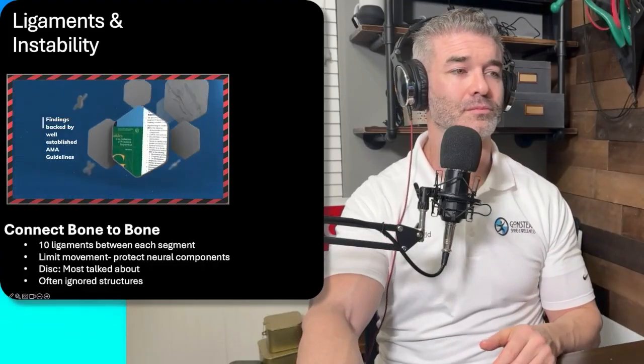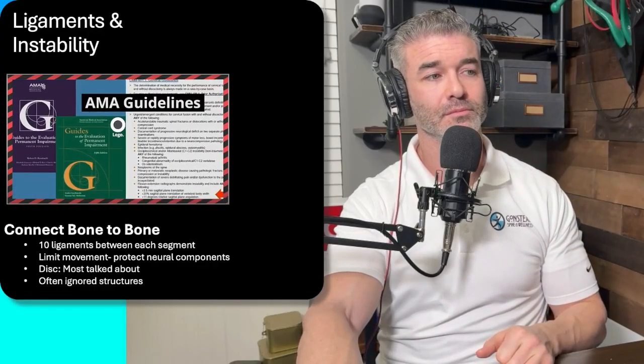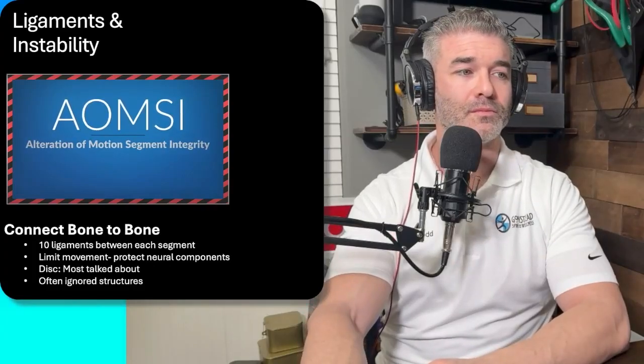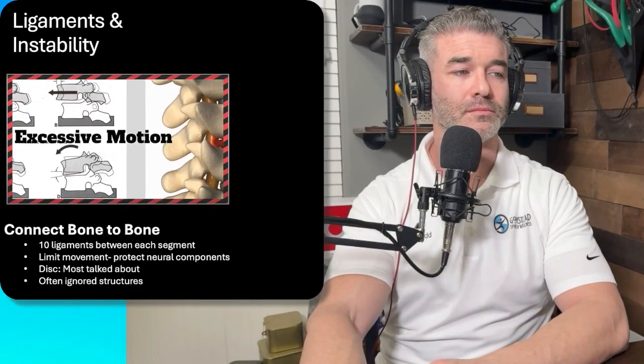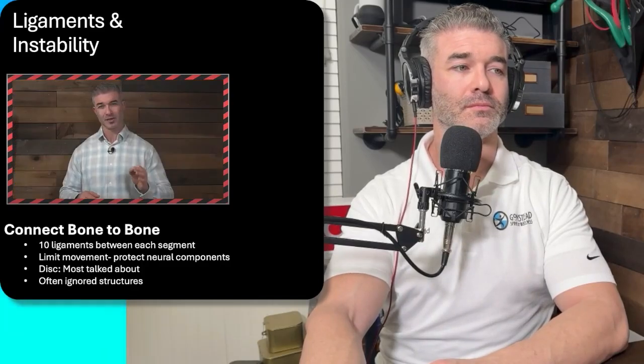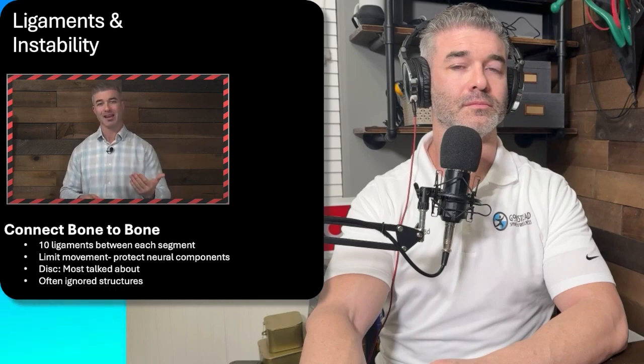This is the gold standard method established by the American Medical Association in order to screen for something called AOMSI, or alteration of motion segment integrity. This excessive motion could indicate that a serious ligament injury is present, and it's important for the clinician to identify so that the patient can receive the appropriate diagnosis and management for their condition.